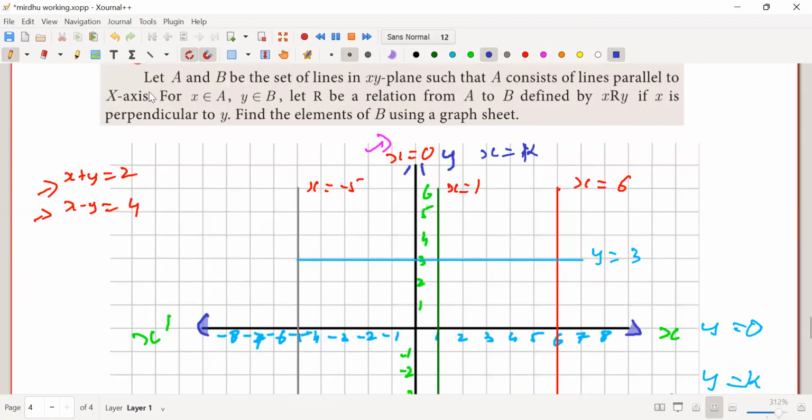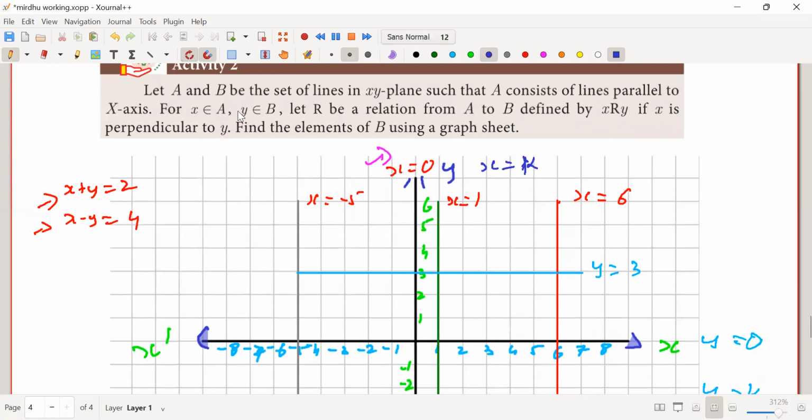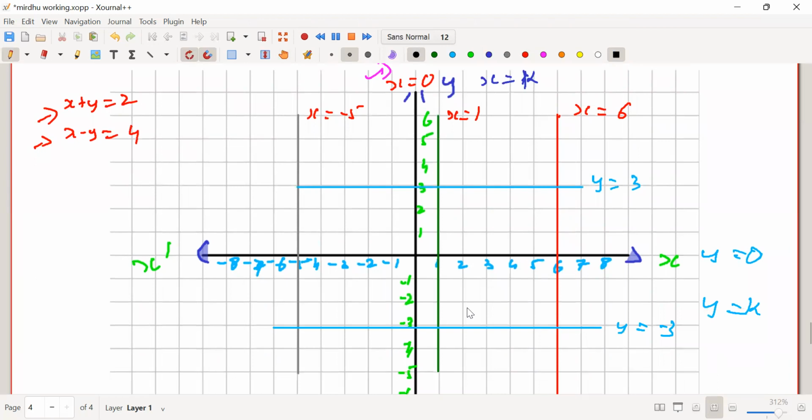So from the question, we have a relation from A to B defined by x related to y if x is perpendicular to y. We know that A consists of lines parallel to the x-axis. So what is A? Parallel to the x-axis. These two lines are parallel to the x-axis. So automatically these are the lines parallel to the x-axis. Likewise, we can write y equal to 1, y equal to 2, anything. It's not a problem, right?